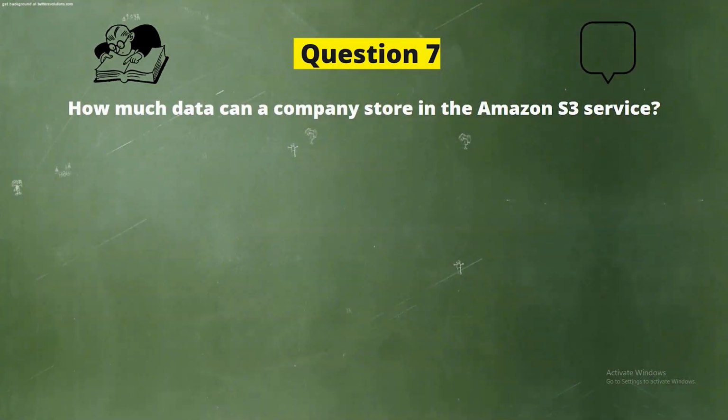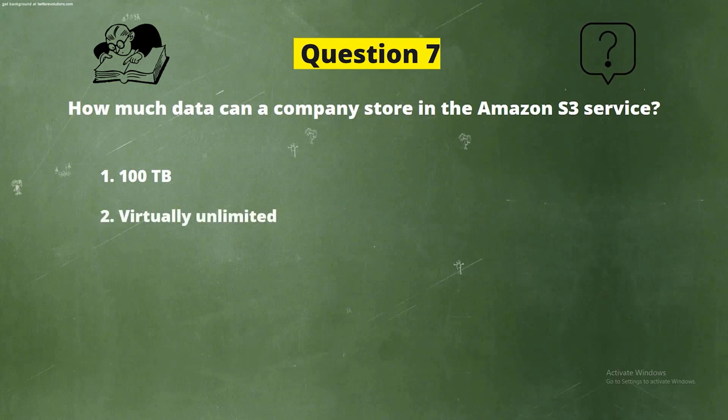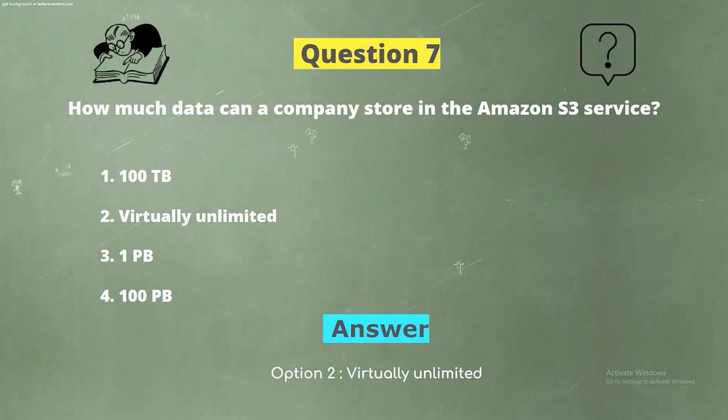Next question. How much data can a company store in the Amazon S3 service? And the options are: Option 1, 100 terabytes. Option 2, virtually unlimited. Option 3, 1 petabyte. Option 4, 100 petabytes. And the correct answer is Option 2, virtually unlimited.